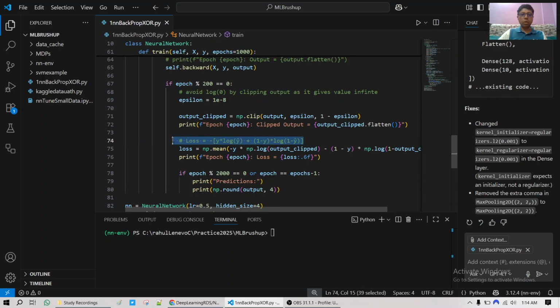This is our loss function. So what is a loss function? The loss function tells us, this is a very important parameter, how gradually the program is learning. So this is one of the factors.